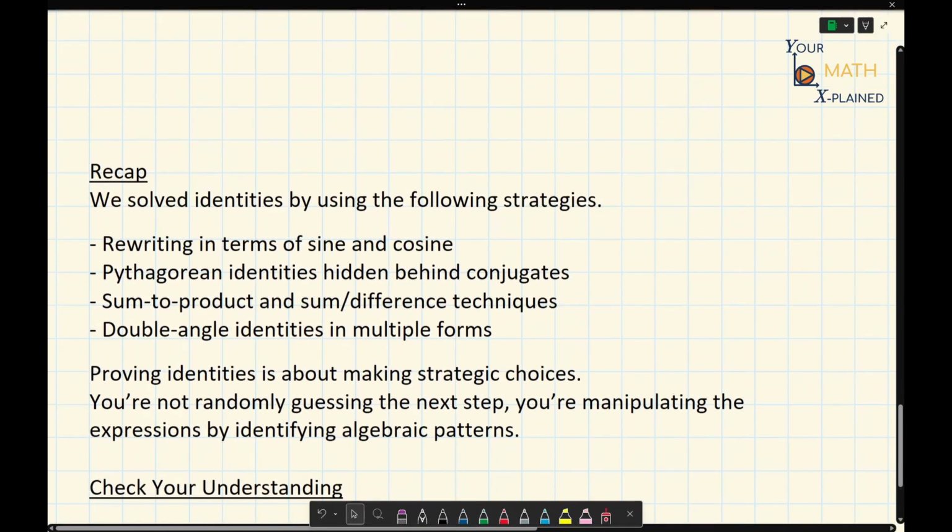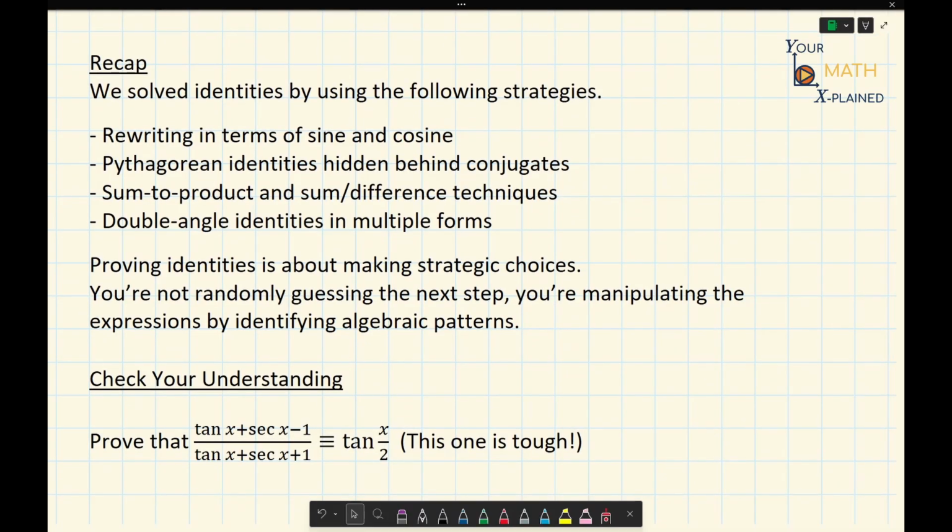And now let's do a quick recap of what we covered in this video. So some of the strategies that we covered in this video are rewriting things in terms of sine and cosine, and spotting Pythagorean identities hidden behind conjugates, and when to use the double angle identity versus when to use our sum and difference identity. Proving identities is about making strategic choices. You're not just randomly guessing what the next step should be. You're manipulating the expressions by looking at what your end result should be, and by identifying algebraic patterns that can help you get there.